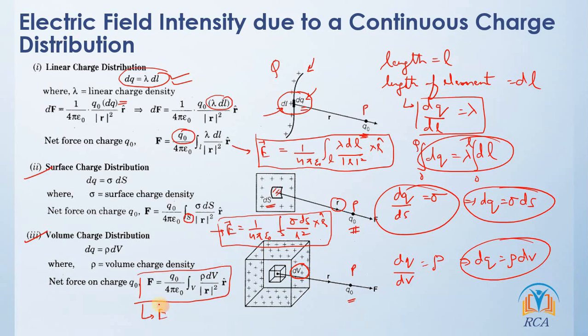And from here we can find out the electric field intensity as what? It's going to be 1 upon 4 pi epsilon naught integral over V of rho dV upon r square into r cap. And this will actually give you the electric field intensity due to a given volume charge. Do we all understand these things? So these are the three charge distributions: the linear charge distribution, the surface charge distribution, and the volume charge distribution. And that is how we can calculate the electric field intensity due to all the three types of elements. Do we all understand that thing? It's a pretty simple part.